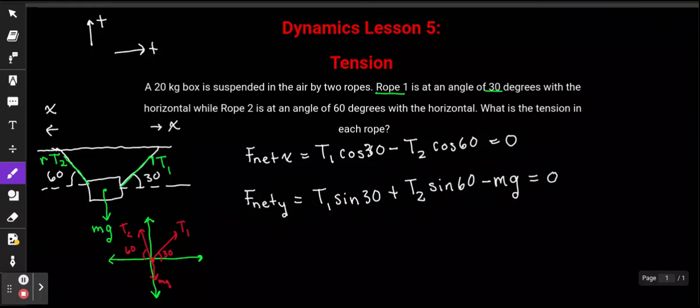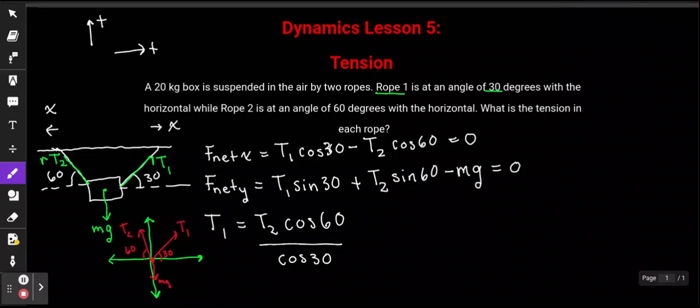So it looks like we have two variables here that we're trying to solve, and we have two equations. So we need to use substitution in order to solve for one of the tensions, because we have two variables in each equation. So I'm going to use F net X to say that tension 1 is equal to tension 2 cosine of 60 divided by the cosine of 30.